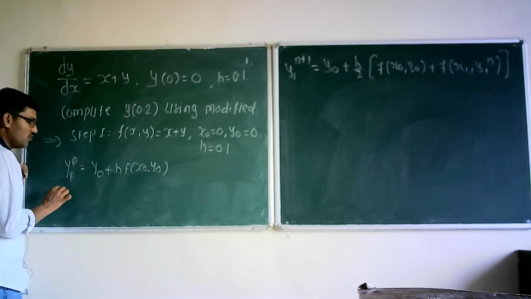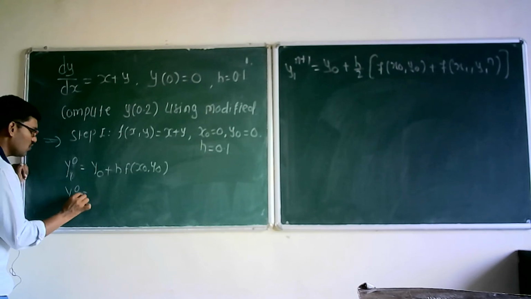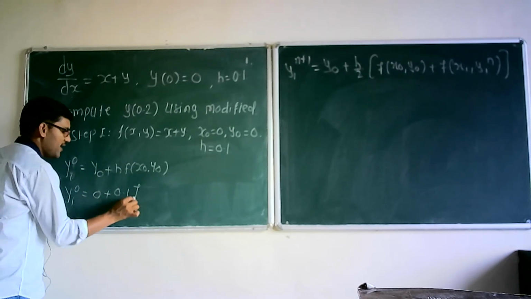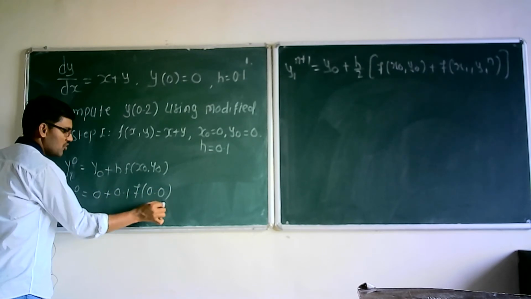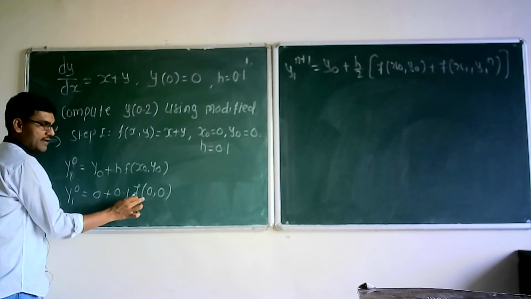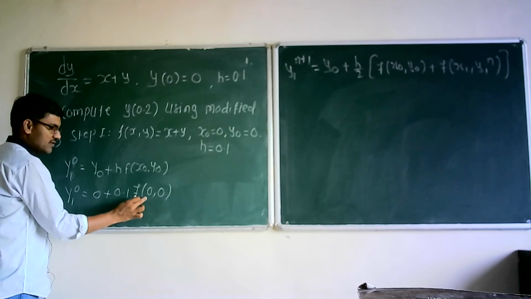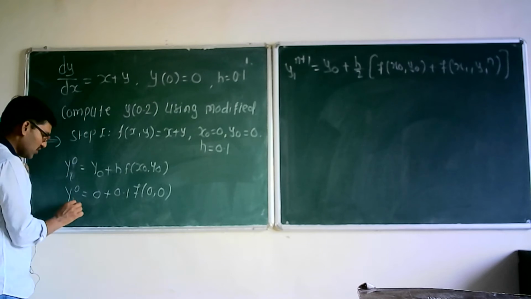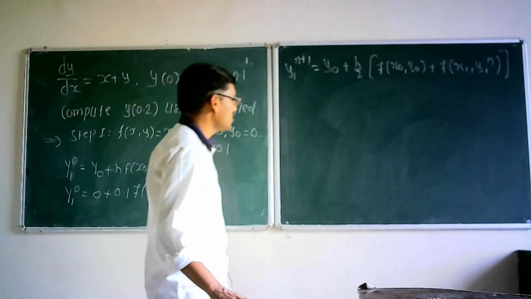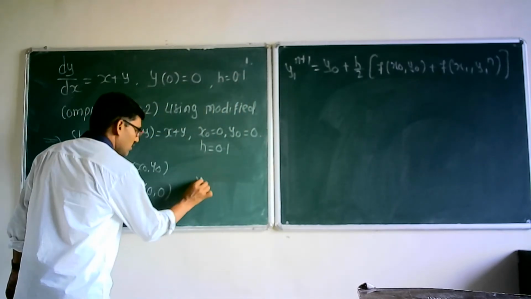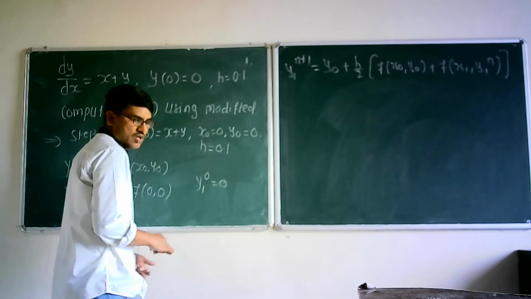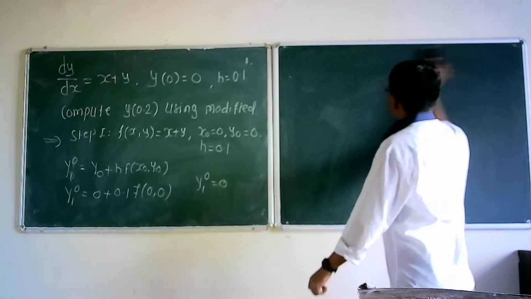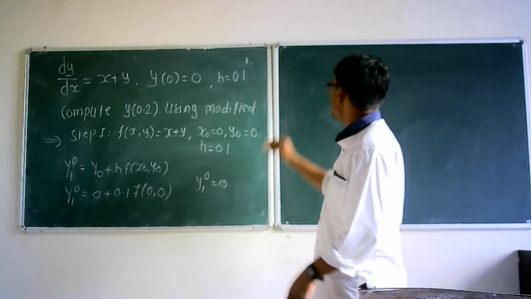So y1 0 is equal to y0, which is 0, h is 0.1, and f of x0, y0 means f of 0, 0. But f of x, y is x plus y, so if you add this, we get 0 plus 0 is 0, and 0.1 multiplied by 0 is 0. So y1 0 is equal to 0.